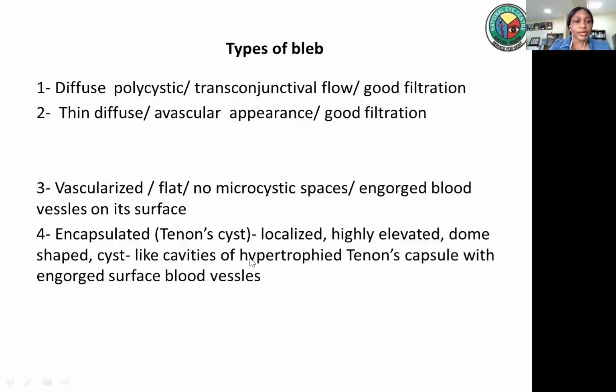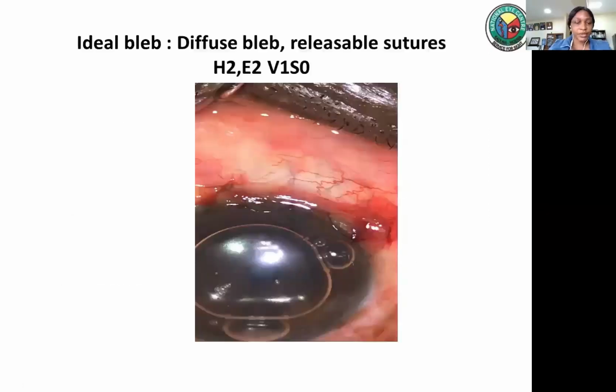Or in a case where you have an encapsulated bleb, a highly elevated dome-shaped bleb without microcysts and with engorged blood vessels, this is a Tenon's cyst, and it shows that it's a failing bleb. So here I have a picture of one of our patients who had a bleb. This is just one day after the bleb surgery.